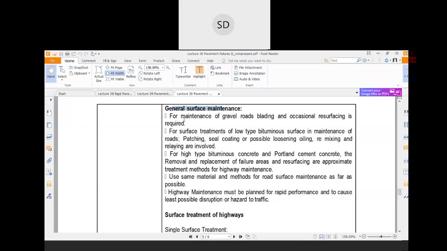You have to be homogeneous in your work, in the material selection and in the process of your working. Highway maintenance must be planned for rapid performance and to cause the least possible disruption or hazard to the traffic. So you have to do the maintenance work on the road surface when there is less traffic, so as to cause less discomfort to the passengers or the traffic.